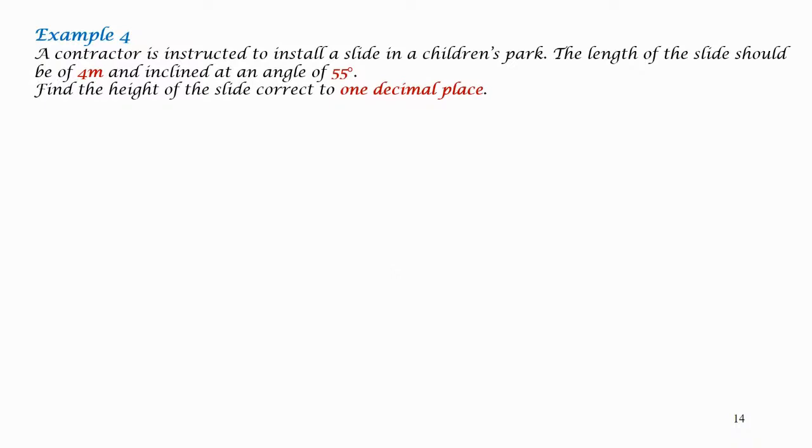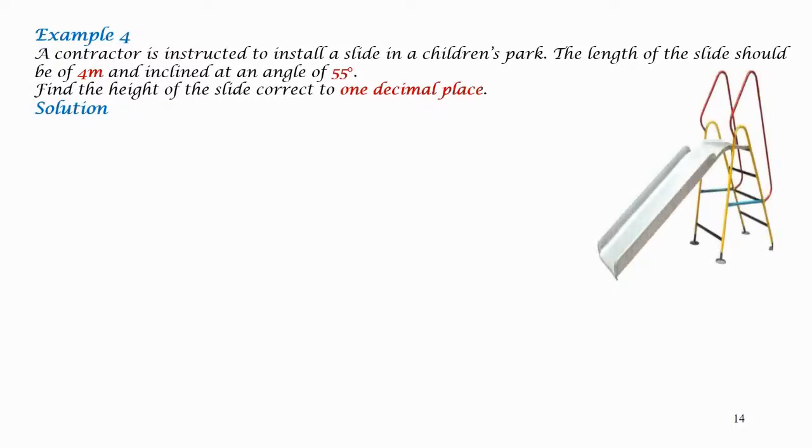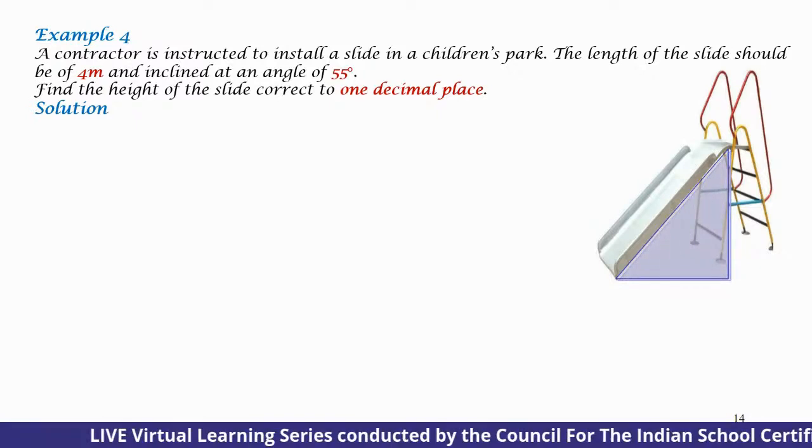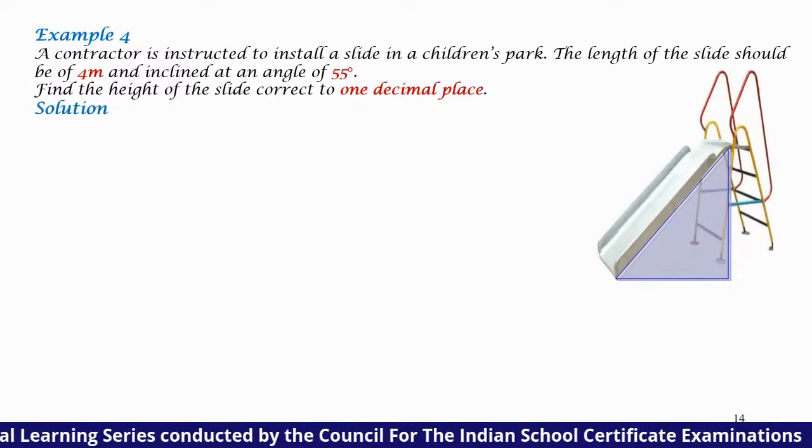So there is a contractor who is instructed to make a slide in a park, and the length of the slide is already given. So it's fixed. And the inclination with the base is also given. We have to see what should be the height of the slide to satisfy this condition. So let us bring our diagram. You don't have to draw the slide. You can draw your right angle triangle. So this is our right angle triangle for solving the problem.